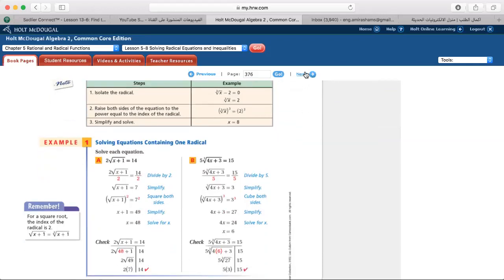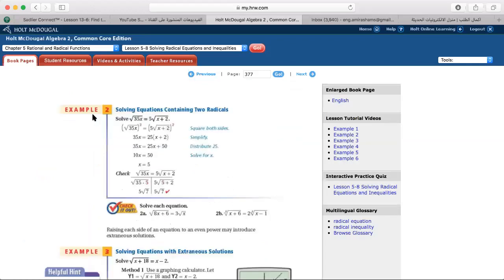What if we have two radicals on two sides? We have to square both sides. What if we have a cubic root? We're going to raise both sides to the power of the index of the root. If we have cubic roots, we're going to raise both sides to the power of the index of the root.